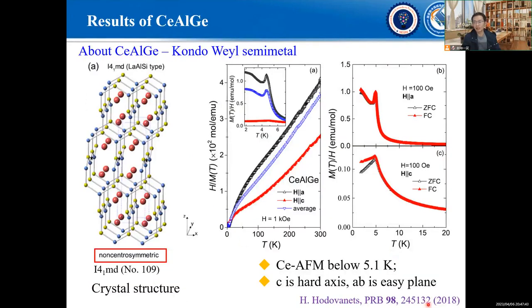So actually, in 2018 there is already an experimental paper about this compound. They found that in this material, the cerium moment shows antiferromagnetic ordering at 5.1 K, and the moments of the cerium are aligned in the AB plane, meaning the C axis is the hard axis and AB is the easy plane.